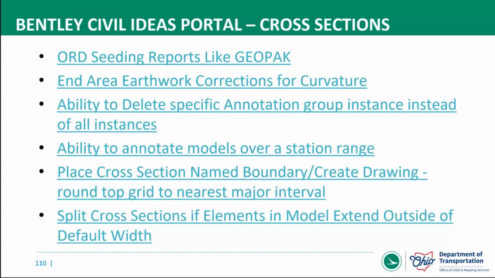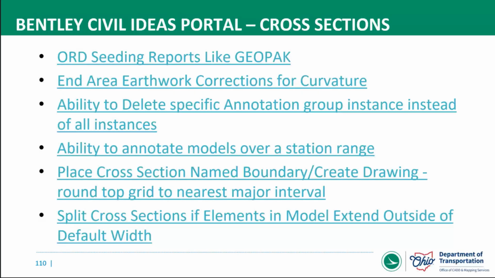The ability to delete specific annotation groups instead of all instances. So we want to be able to delete just the right-of-way annotations if you need to update those, rather than removing all the annotations and then having to redo them all again. Or maybe just your guardrail annotations if your guardrail changes. And I'd really also like to be able to just delete or re-annotate over a station range, maybe 500 feet of your profile change. So you only really need to update 500 feet of cross section versus 5 miles. Be a heck of a lot easier to do that.